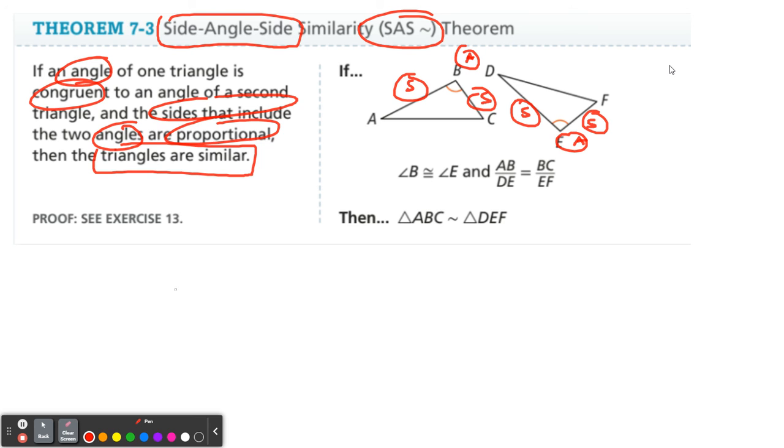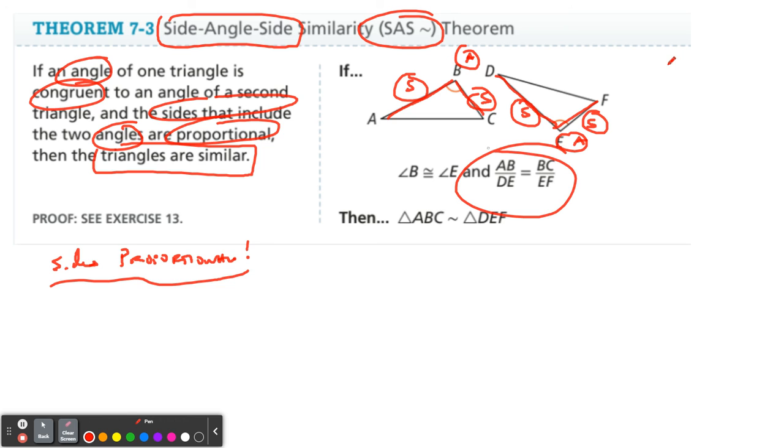Okay? And again, cannot emphasize enough, right? It's the two sides that make up the angle, and the sides are proportional.